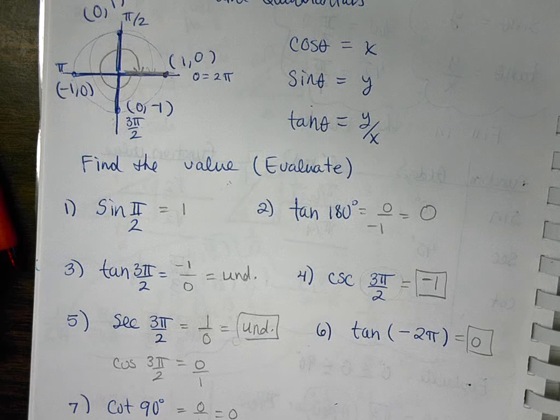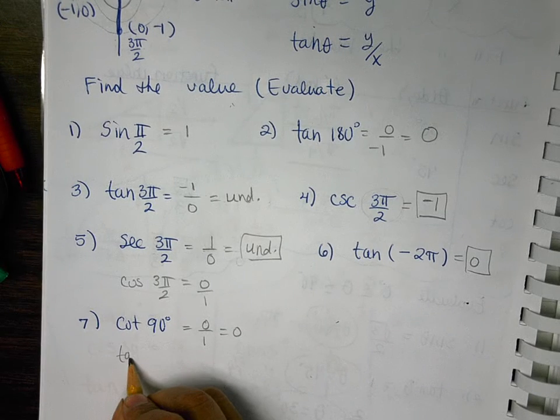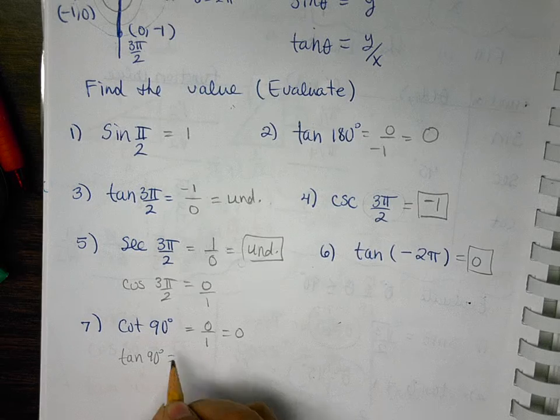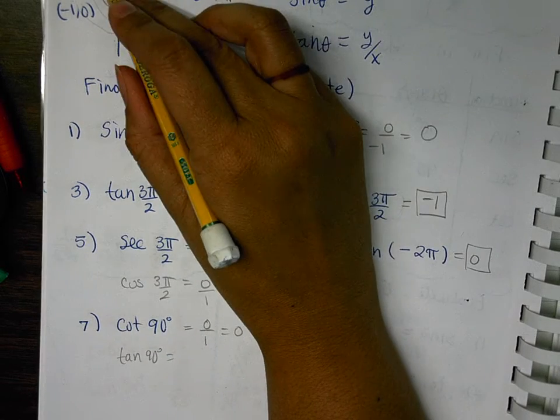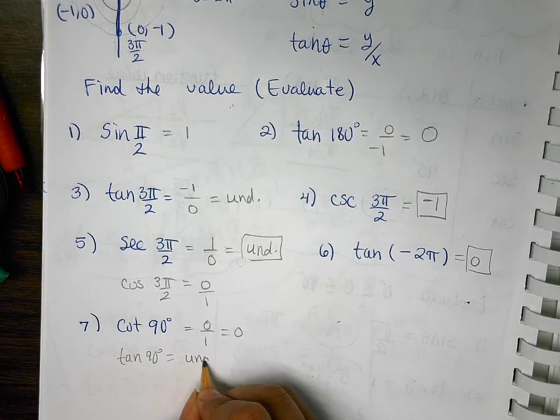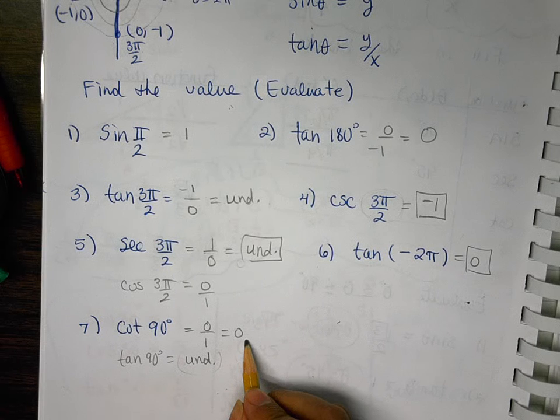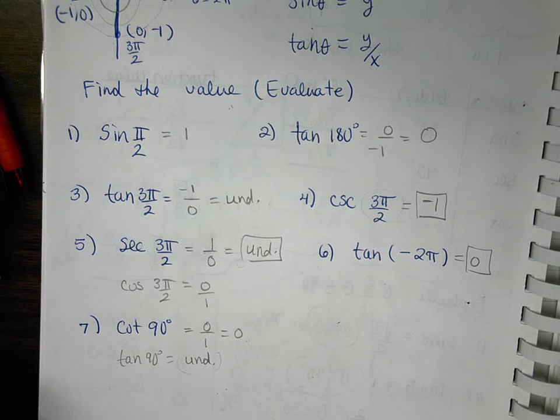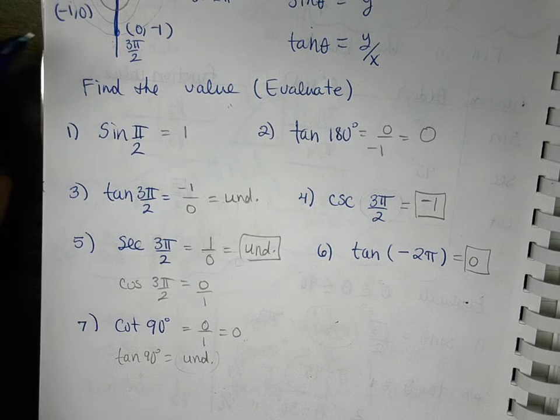I do want you to think about that. What if I wrote it this way? Tangent of 90. What is tangent of 90? Undefined. So in this case, what's the reciprocal of undefined? 0. What's the reciprocal of 0? Undefined. All right, any questions before I move on to the last piece?